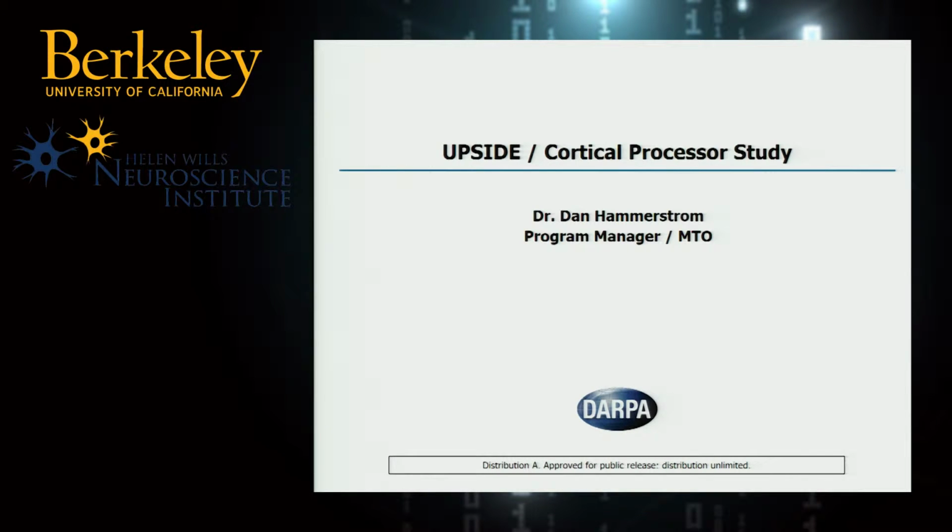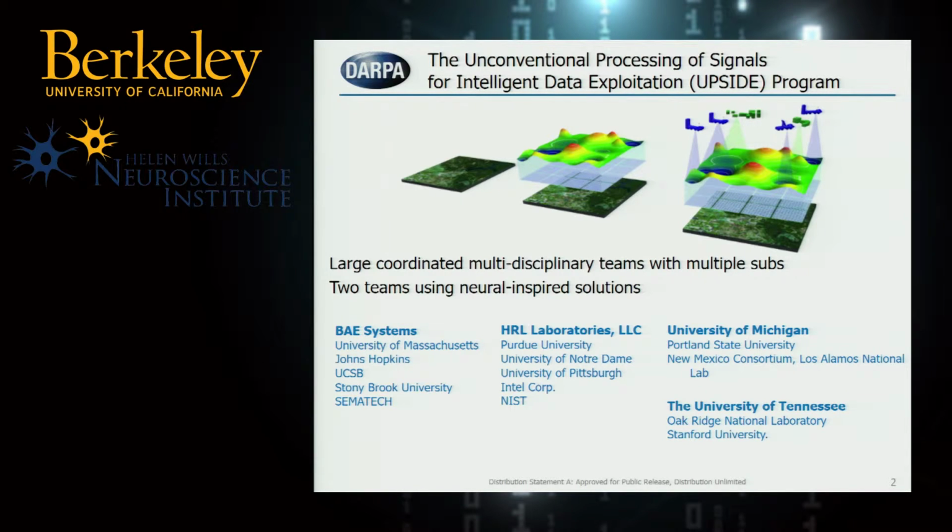What I'd like to do first, though, before talking about the Cortical processor, is to discuss the Upside program. Now I'm on slide 2. The reason for this is that the Upside program, although not specifically a neuromorphic program, ends up developing a lot of neuromorphic technology, and I thought it would be of interest to this audience to discuss some of that briefly.